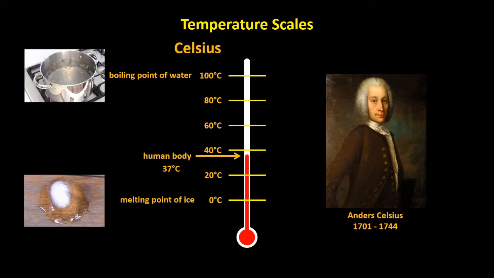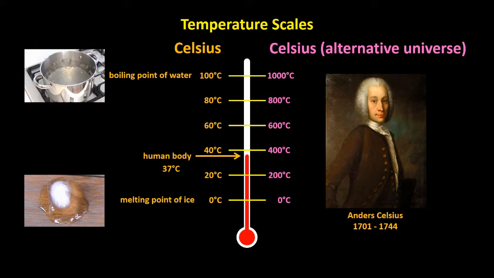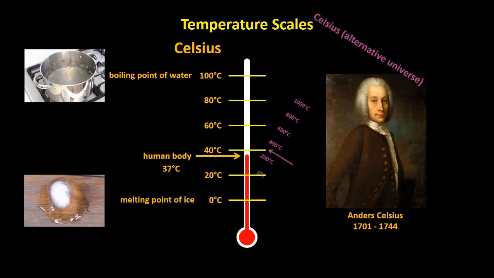Anders Celsius, who first came up with the scale that now bears his name, could have called the boiling point of water 1000 degrees Celsius if he wanted to. If he did, human body temperature would be 370 degrees Celsius. However, 100 degrees Celsius was chosen for the boiling point of water, so our body temperature is 37 degrees Celsius.